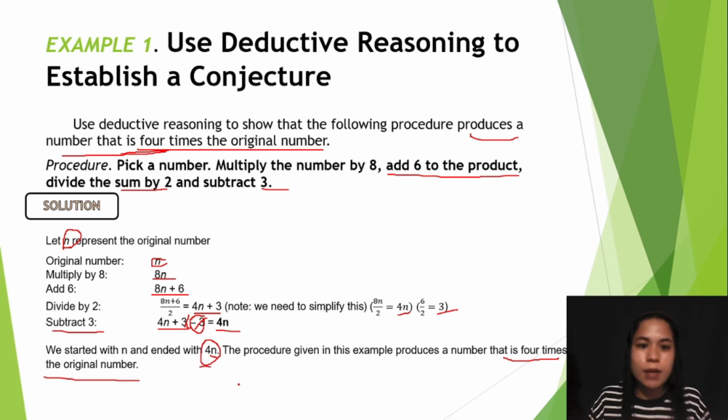So yun yung kinaibahan ng deductive and inductive reasoning. So sa deductive reasoning, we find the formulas kung ano man yung given na conclusion. And we follow the procedure until we arrive at the formula.